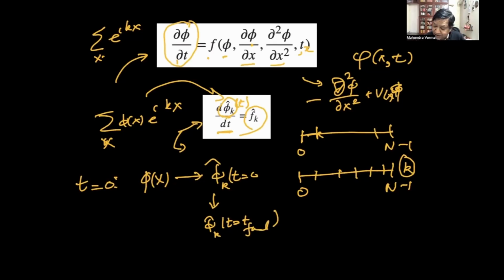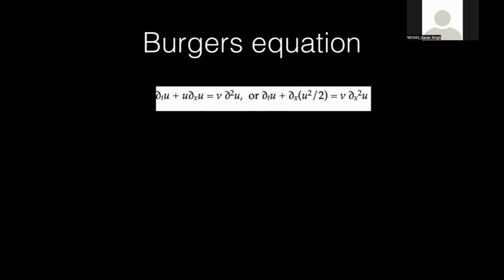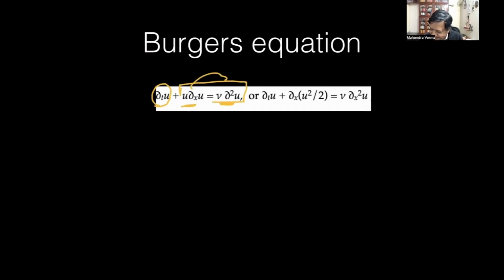Of course, the problem is how to compute this right hand side. That could be the issue. I'm going to come to that in a while. So let's take a concrete example, Burgers' equation. This is a PDE. This is a partial derivative, partial u, partial t, and this will basically be f if I take it to the right hand side.